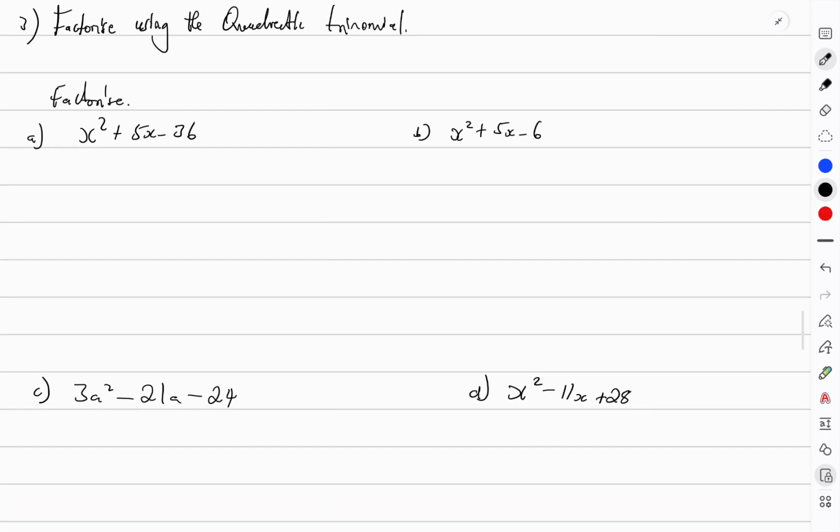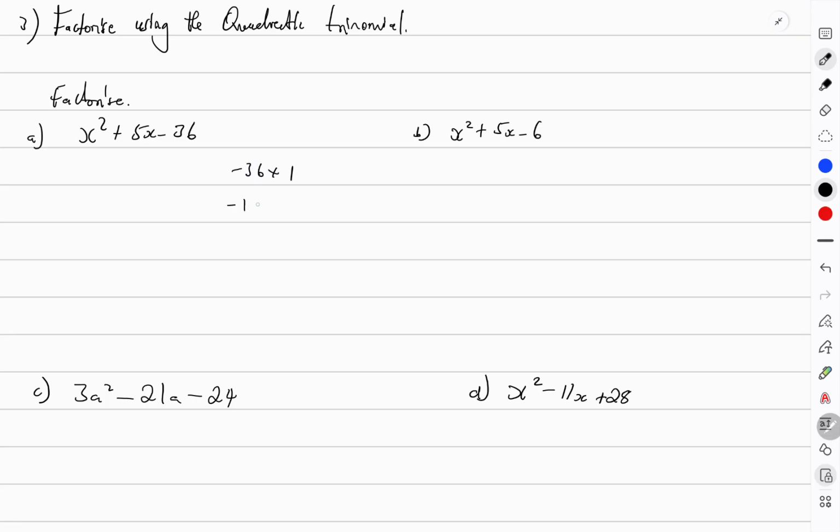Then we're factorizing using quadratic trinomial. This is where we are. Quadratic trinomial refers to you are going to look at the middle number and the last number. You are going to look for two numbers such that when you multiply them, they will give us negative 36, but when we add them, they will give us positive 5. What are those two numbers? When you multiply them, they'll give us negative 36, and when we add them, they'll give us positive 5. Looking at the factors of negative 36, negative 36 times positive 1.